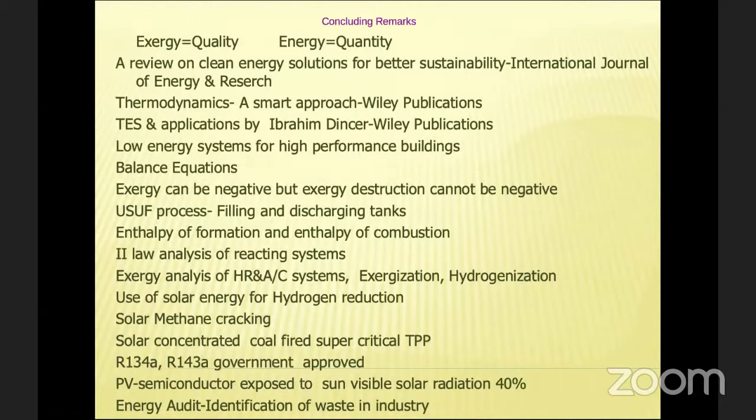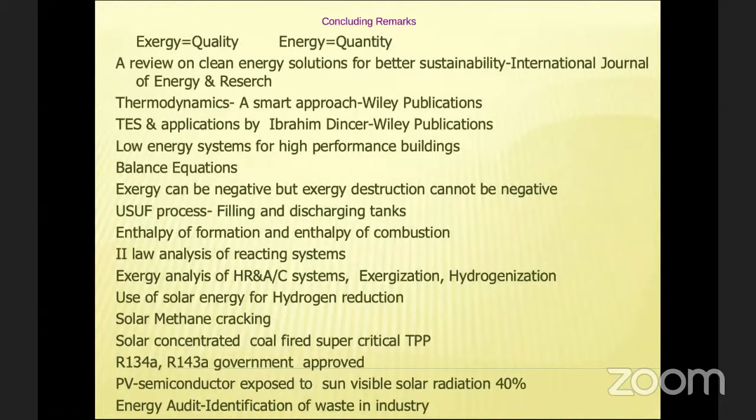And the government approved these refrigerants now, R134A and 143A. These are the latest refrigerants being used. And we can use photovoltaic semiconductors exposed to the sun's visible solar radiation, 40%. And we can think of projects on energy audit, identification of waste in industry.